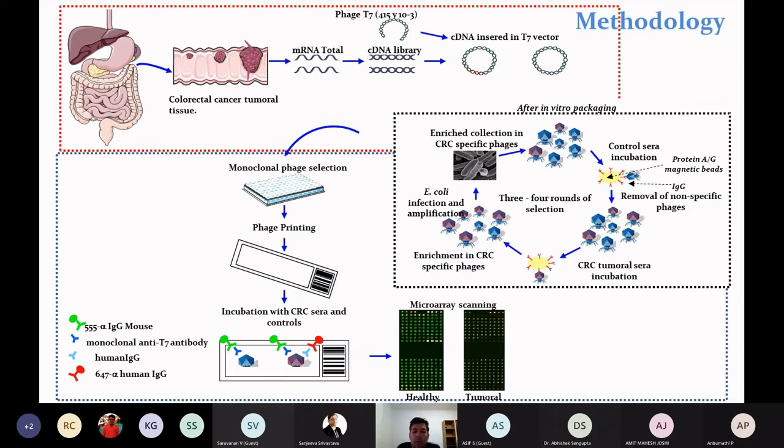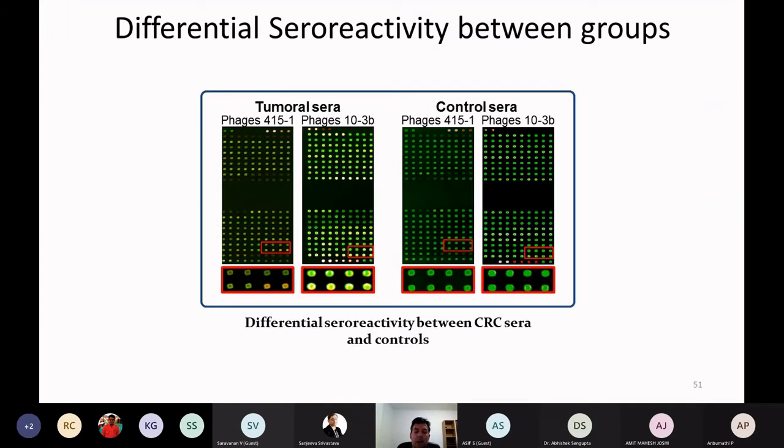So in these conditions, the next step of this methodology, with the selected phages, is to screen the arrays with normal and tumoral samples to demonstrate the presence of a differential cellular reactivity between the groups. Here, comparing the tumoral samples and the control sera, we observe this differential reactivity in these spots, near green or near yellow, in comparison with the total green observed.